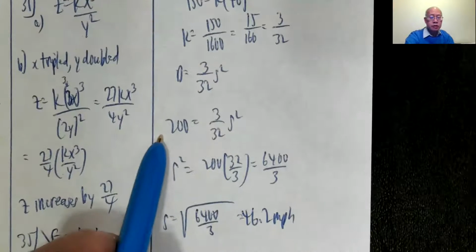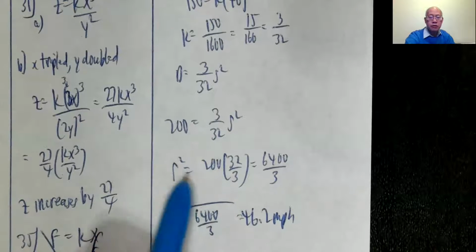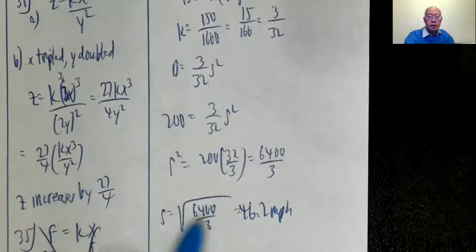Now I plug in 200 here for the distance is 3 over 32 S squared. Multiply both sides by 32 over 3. S squared is 6,400 over 3. Take the square root of both sides. So 46.2 miles per hour. Okay, so that's section 1.10.